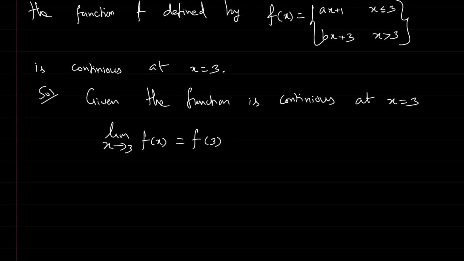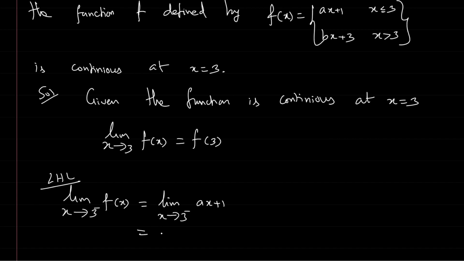Now what about the limit as x tends to 3 of f of x? Since the limit exists, we are going to find the LHL, limit x tends to 3 minus f of x, that is a value slightly less than 3. Since it is less than 3, the function will take ax plus 1. When you replace x by 3, you will get 3a plus 1.